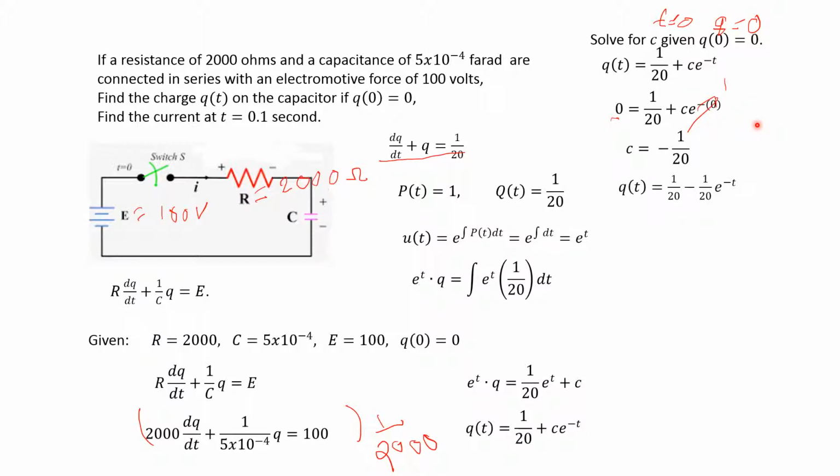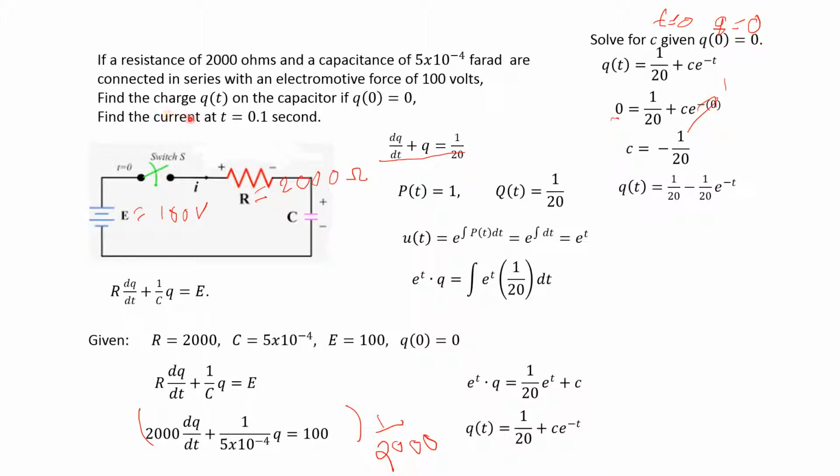Plug it in that equation. You have Q of t is 1 over 20 minus 1 over 20 e to the minus t. So we have answered the charge on the capacitor. This is defined by 1 over 20 minus 1 over 20 e to the minus t.